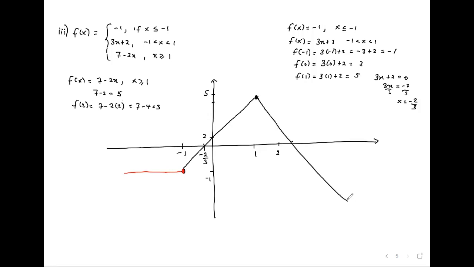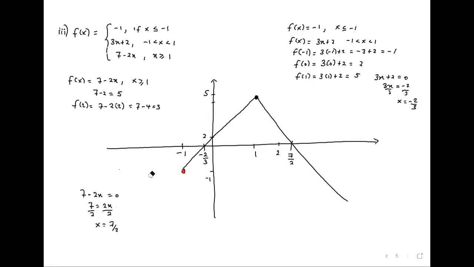We can also know the value where it is crossing the x-axis by having 7 minus 2x equal to 0. So 7 is equal to 2x. Divide by 2, divide by 2. So x is 7/2. So we have 7/2 there as the x-intercept. So we have our sketch drawn in that manner.